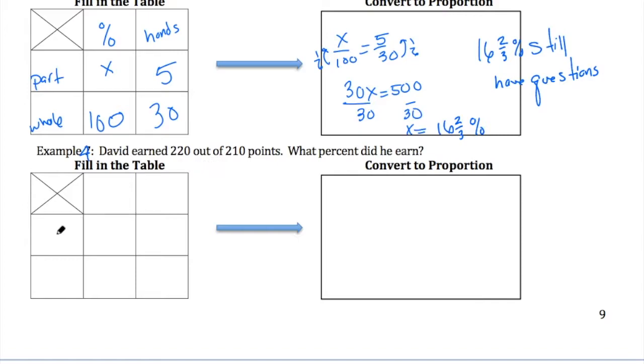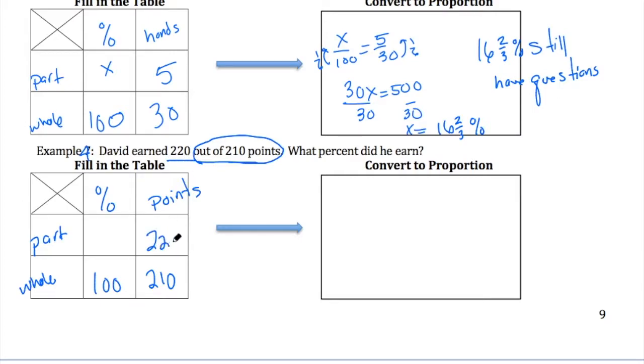Okay, so let's go ahead and label things. Part, whole, percent, and points are the other thing in here. All right, this might make you feel uncomfortable because he earned 220 out of 210 points. He must have earned some bonus points. That's okay. Let's just go ahead and fill that in. The "out of" would be a key word there to tell you that that is going to be our whole. Okay, so our whole for points is 210. Our whole for percent is 100. So where does the 220 go? The 220 is points, so it should go in the points column. We don't know the percent once again.